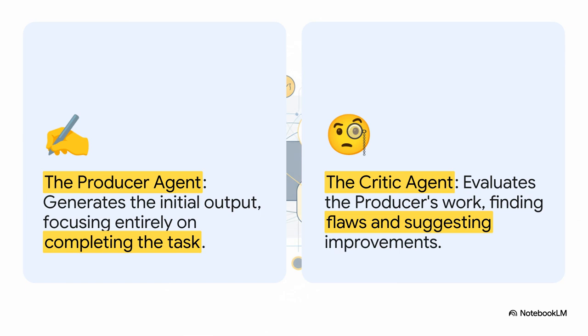First up, you've got the producer agent. You can think of this one as the creative force, the writer. Its only job is to get that first draft out the door, whether it's code, a marketing plan, or an article. It's all about getting the task done. Then, the critic agent steps in. This is your meticulous editor. We give it a completely different set of instructions, a different persona, like, you are a senior software engineer reviewing this code.